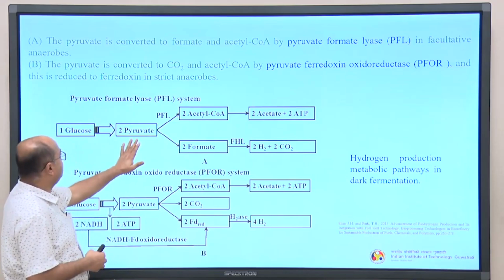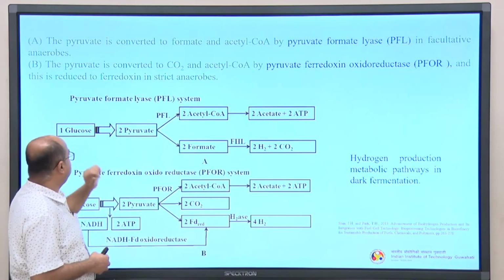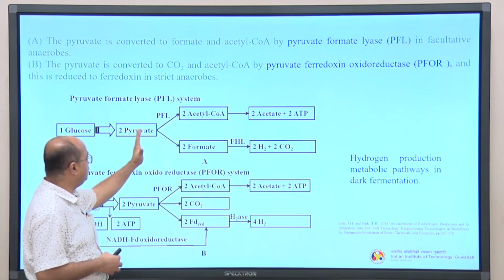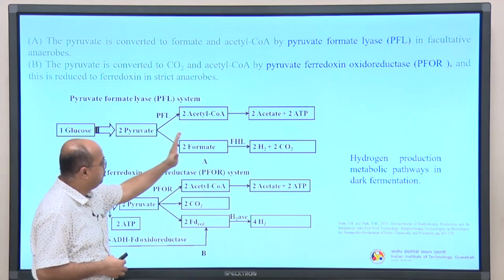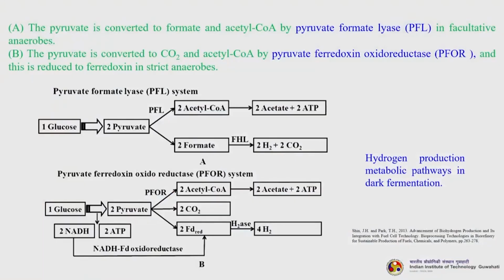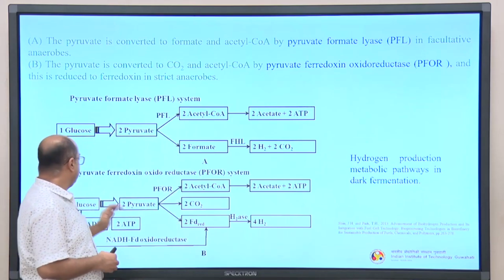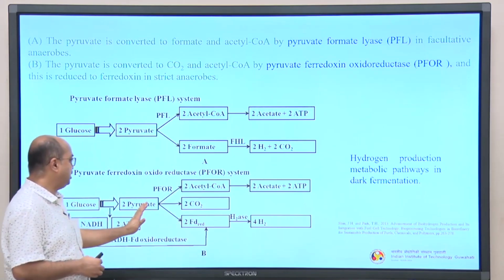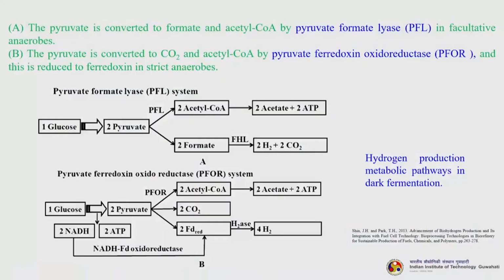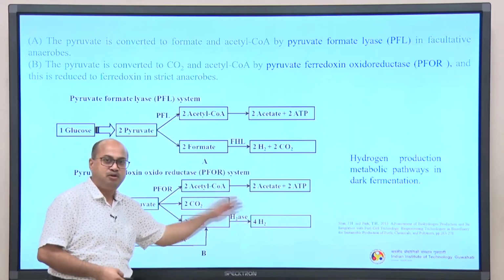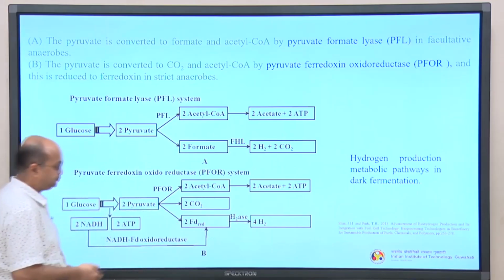So, you can see in the first one, the PFL system, the glucose is converted to pyruvate, pyruvate is converted to formate as well as acetyl coenzyme A, and then formate is converted to hydrogen and carbon dioxide. In case of the PFOR system, the glucose is converted to pyruvate. Now, this pyruvate is converted to carbon dioxide and acetyl coenzyme A, and both of these, in the presence of ferredoxin along with hydrogenase, are converted to 4 moles of hydrogen, right.